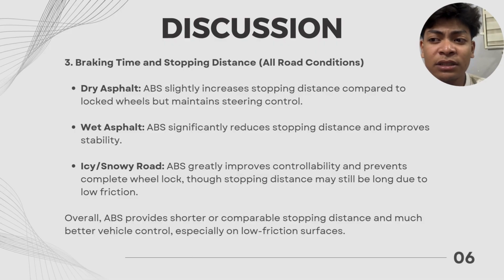Okay, dry asphalt. ABS slightly increases stopping distance compared to locked wheel but maintains steering control. Wet asphalt. ABS significantly reduces stopping distance and improves stability. Ice and snowy road. ABS greatly improves controllability and prevents complete wheel lock. True stopping distance may still be long due to low friction. Overall, ABS provides shorter or comparable stopping distance and much better vehicle control, especially on lower friction surfaces.